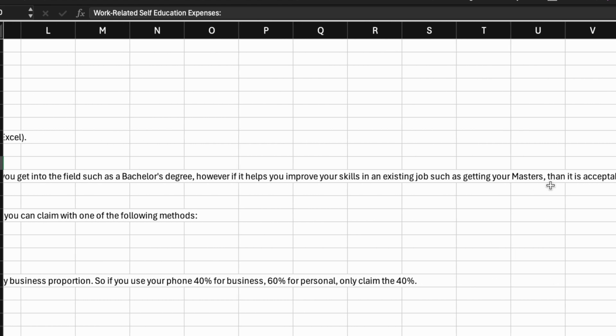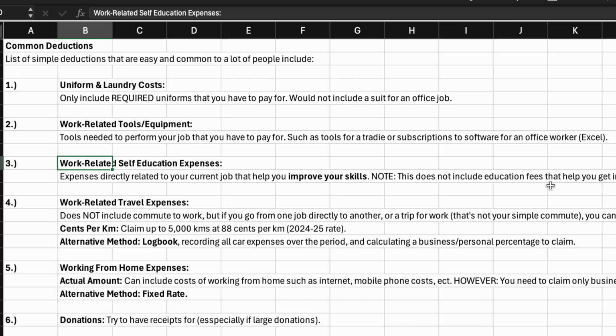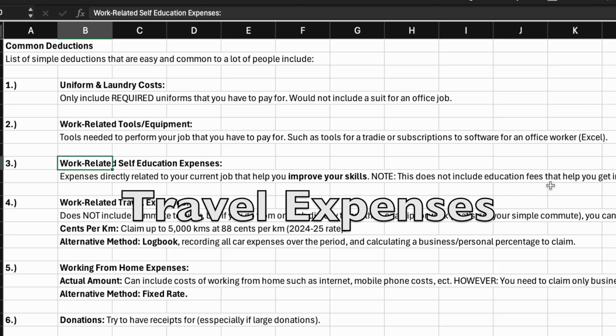So for example, if you already have your bachelor's degree and you're already an accountant, but you get your master's or you get your CPA, then this is an improvement of your skills and therefore can be a tax deduction. This may also apply to a course that your employer wants you to take and you have to pay for.